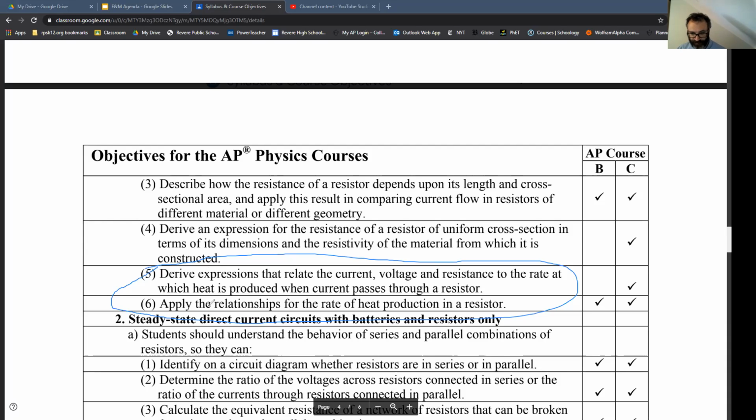And also the relationships for the rate of heat production in a resistor. So we'll have a couple different equations that we'll see for the electrical power.